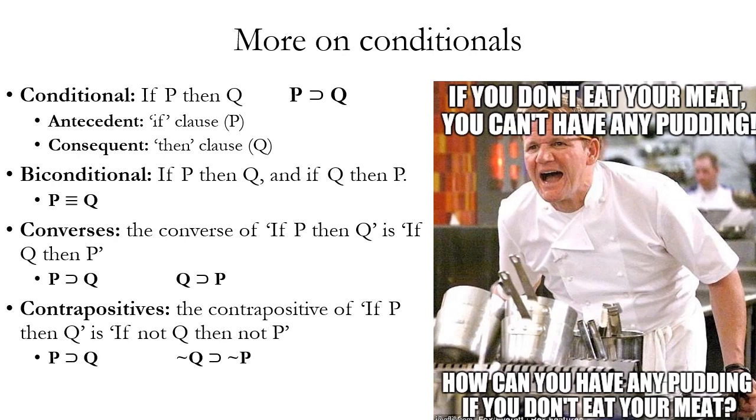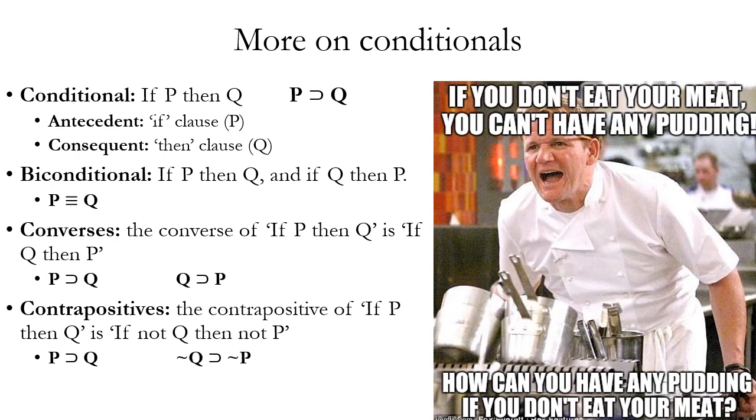Now let's talk about conditionals in a bit more detail. Conditionals are a very common type of proposition. They occur in many argument forms. So a conditional is a proposition of the form if P then Q, or P horseshoe Q. The if clause is called the antecedent in logic, and the then clause is called the consequent. The antecedent goes before the horseshoe if we're using that notation, and the consequent goes after the horseshoe.